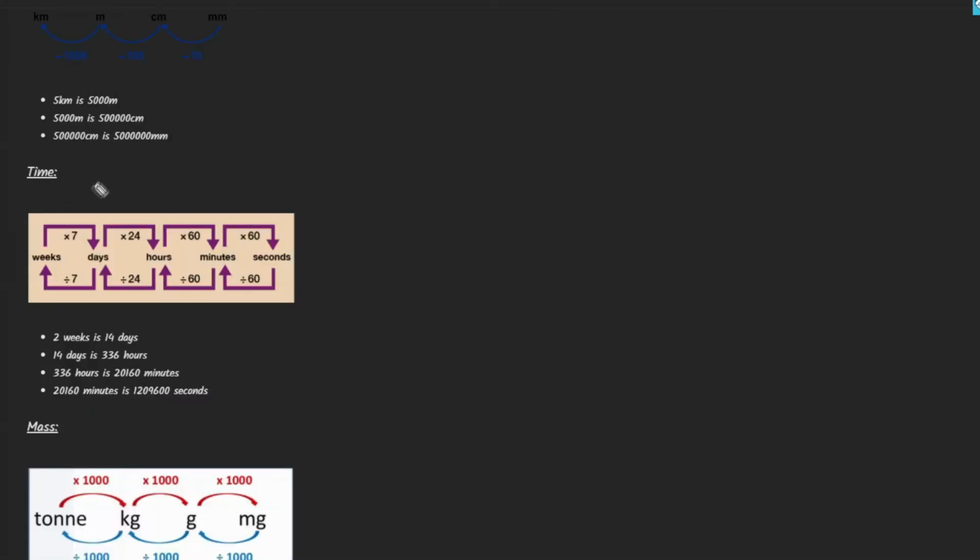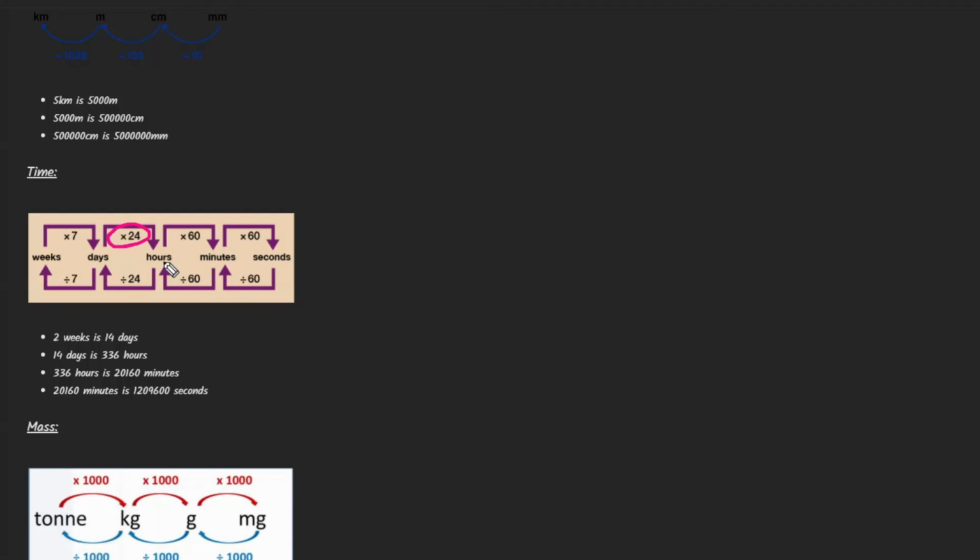Moving on, time works a little differently than other conversion units because it really varies on whether it's weeks, days, hours, minutes, or seconds, right? So if you want to convert from weeks to days, you multiply by 7 because there are 7 days in a week, right? If you want to convert days to hours, you multiply by 24 because there are 24 hours in a day.